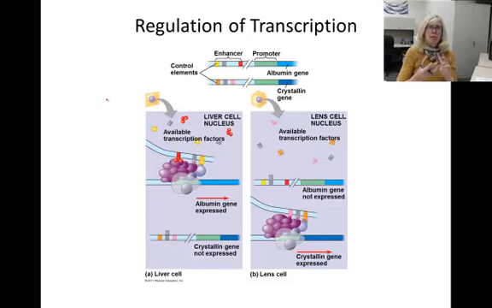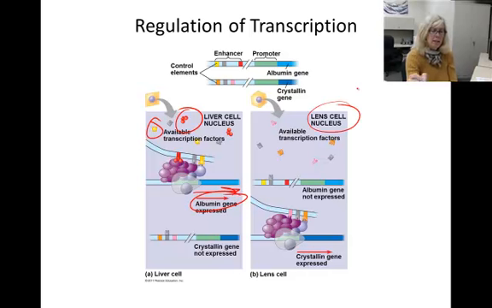And it's the presence of these transcription factors that determines why different genes are activated in different cells. A liver cell has transcription factors that are needed in order to start transcription of albumin, but does not contain transcription factors for genes not needed in the liver. In a lens cell in the eye, the transcription factors are available to turn on the gene for crystallin, but they don't have the activators that are needed to turn on liver proteins like albumin.